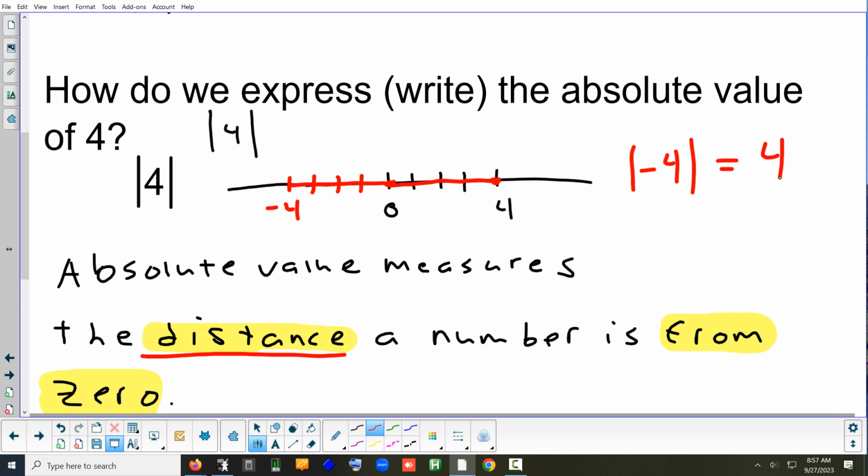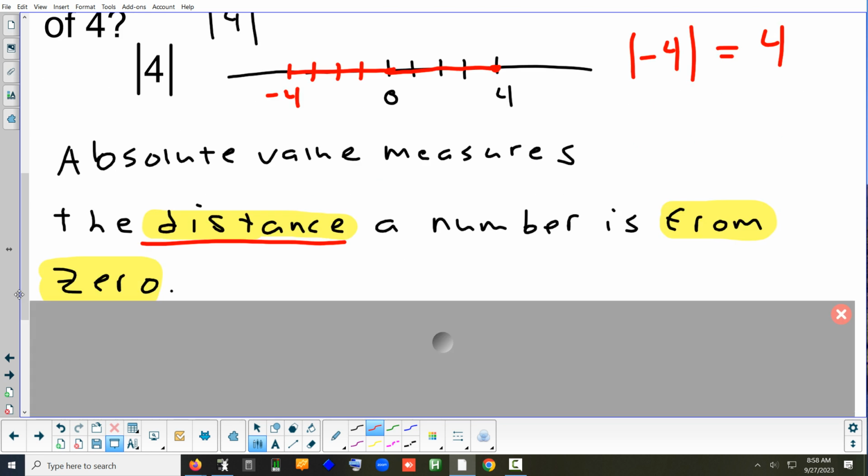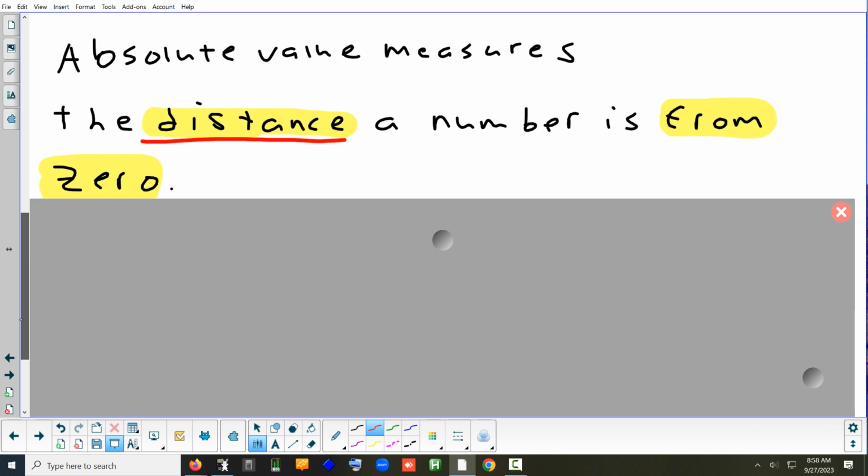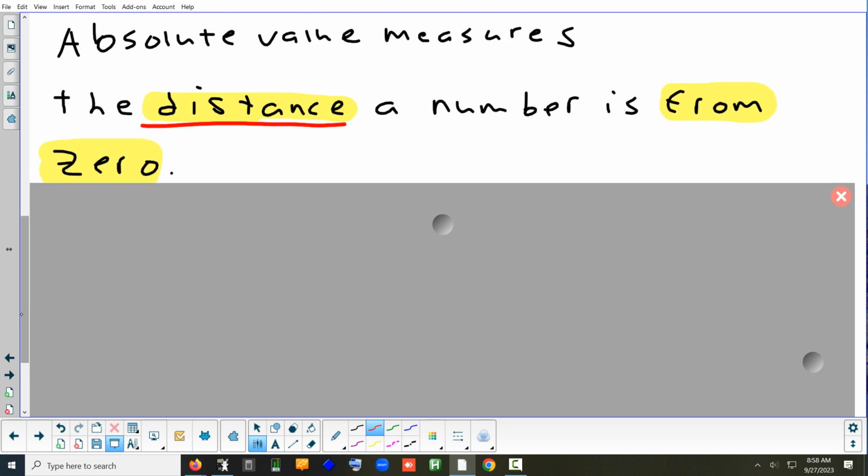Because there's 2, when we solve equations, we're going to have to solve 2 equations. So on your guided notes, the part that's highlighted in yellow, the absolute value measures, you could really just write what's in yellow, distance from 0, or you could put the distance a number is from 0, if you want to kind of spell it out. It's important to remember that absolute value is always a positive number.